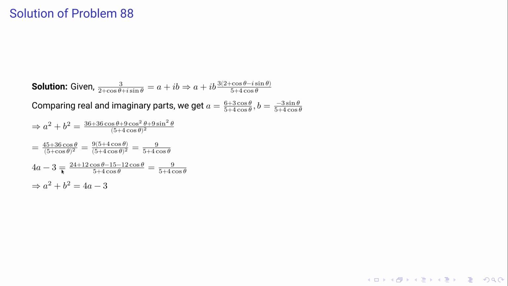Now we calculate 4a minus 3. So 4 into 6 is 24, and 4 into 3 cos theta is 12 cos theta. Now minus 3 when multiplied with the denominator will become 15 plus 12 cos theta. 12 cos theta gets cancelled. 24 minus 15 is 9 by 5 plus 4 cos theta, which is equal to a square plus b square.